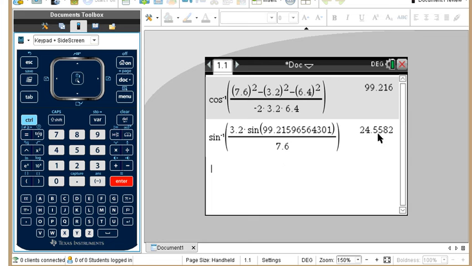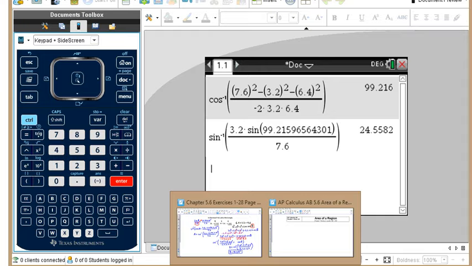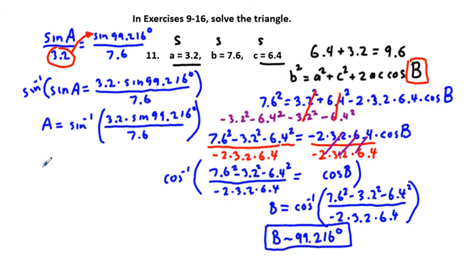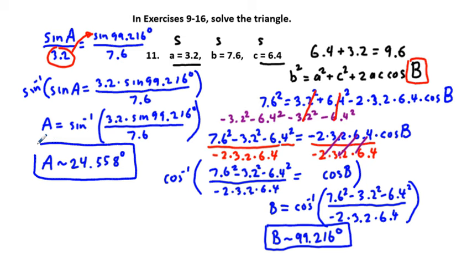We'll round to the thousandths place also. We'll call it 24.558. Notice it's 99.2159656 and so on, out to several decimal places, because that's an exact version of this 99.216 up here. So anyway, we'll put 24.558 degrees. So that's angle A.